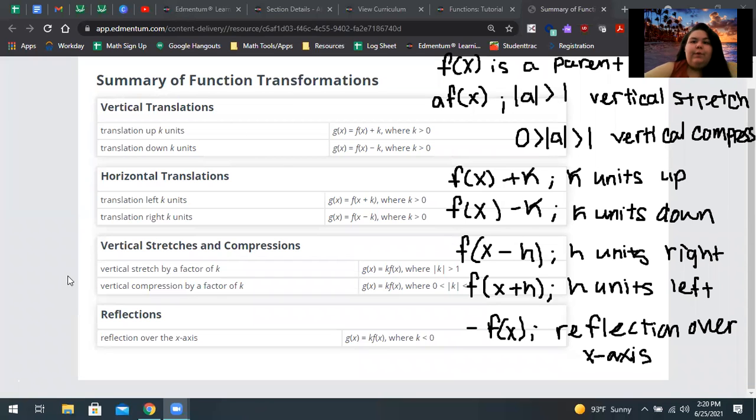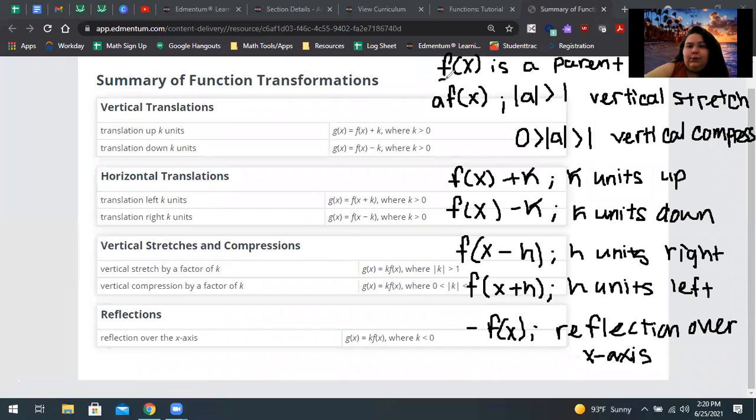Okay, so I took a quick moment to go ahead and write it out like this. The idea is what I wrote on the right-hand side is very similar to what you have on the chart. I just, for some reason, like the description on the right-hand side. That's just me. But keep in mind, f of x represents the parent function.